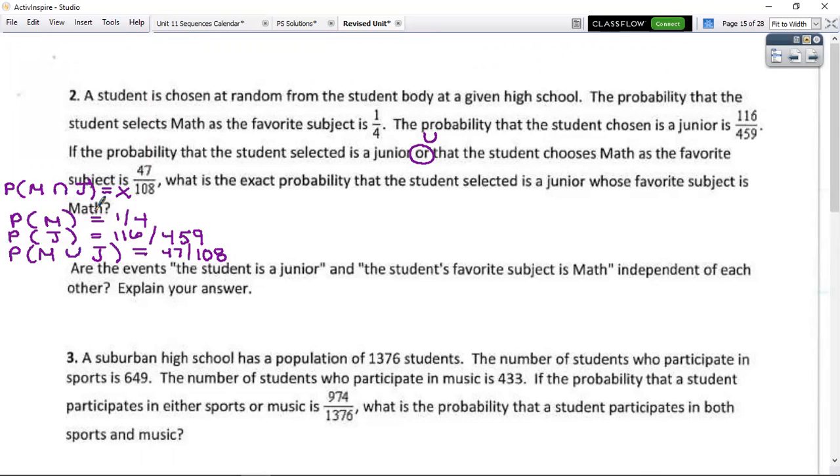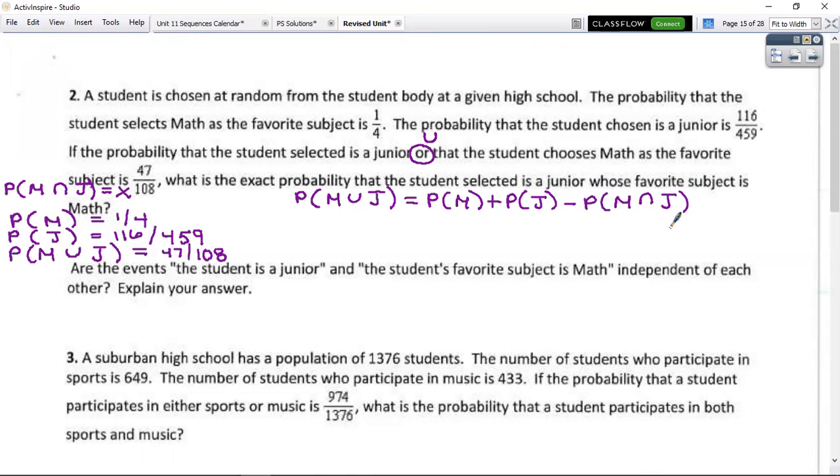So what you have up here are actually 3 of the 4 elements that you need for your union formula. So I'm going to write the same formula we just did on the back. We know here that the probability of M or J is equal to the probability of M plus the probability of J minus the overlap. And the overlap would be M and J. So all I'm going to do is place numbers where they belong, and then we're going to use our calculator and get this answer.